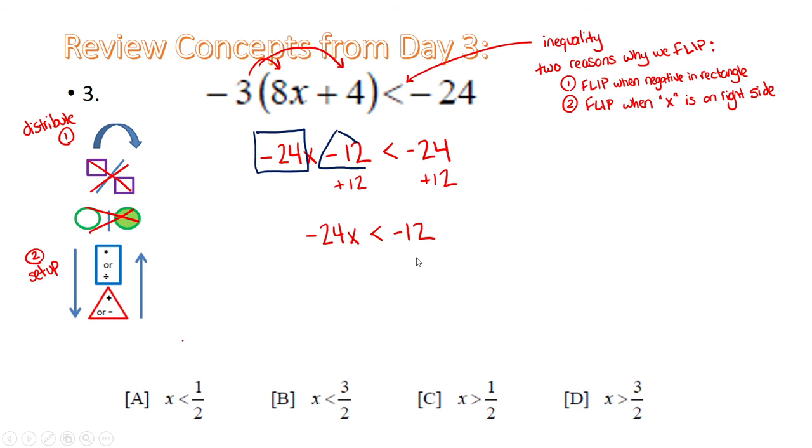So here's our problem now. Now our last step is to get rid of this number in front of x by dividing. And because we're dividing by a negative number, we'll get to that in a second. But negative 12 divided by negative 24 comes out to be 0.5. Now, let's talk about the reasons why we flip again. That's the reason why I didn't write this symbol yet. We flip when there's a negative in our rectangle. Negative in the rectangle means we're dividing by a negative number. That's exactly what we did. So we need to take this less than symbol and make it into a greater than symbol. And this is our answer.